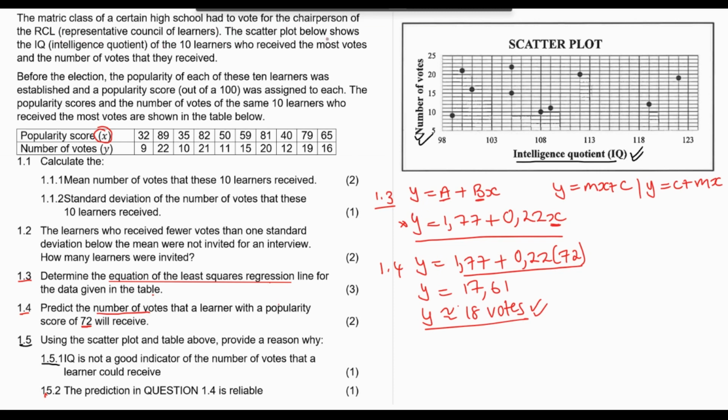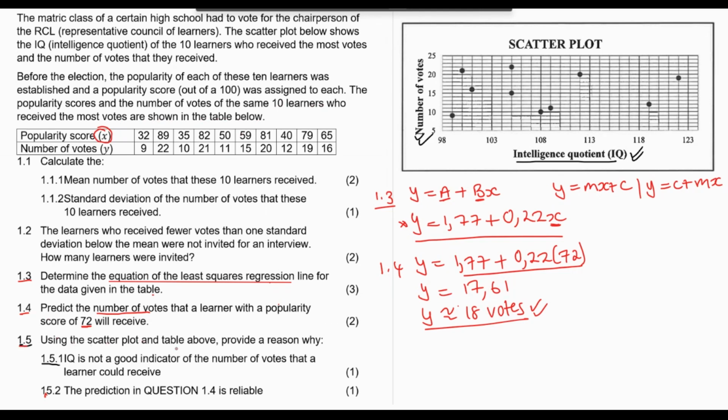The scatter plot below shows the IQ of the 10 learners who received the most votes and the number of votes that they received. Before the election, the popularity of each of these 10 learners was established, and a popularity score out of 100 was assigned to each. The popularity scores and the number of votes of the same 10 learners who received the most votes are shown in the table below. Right, question 1.5.